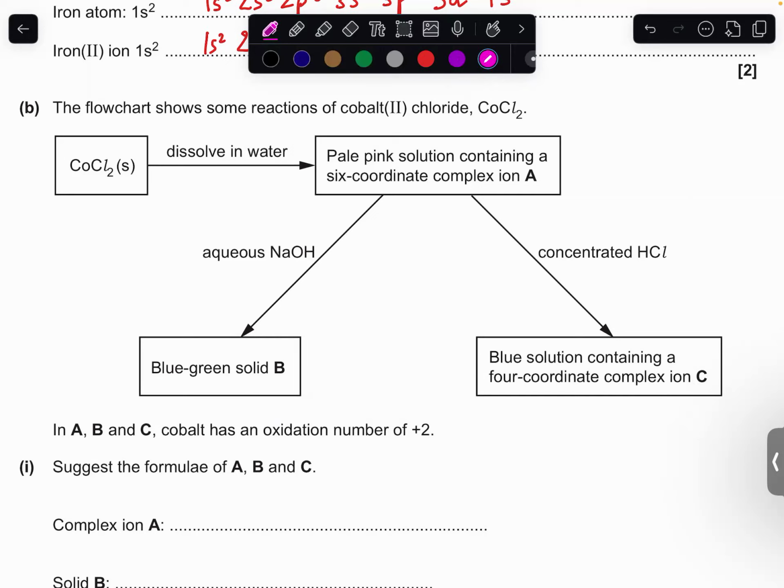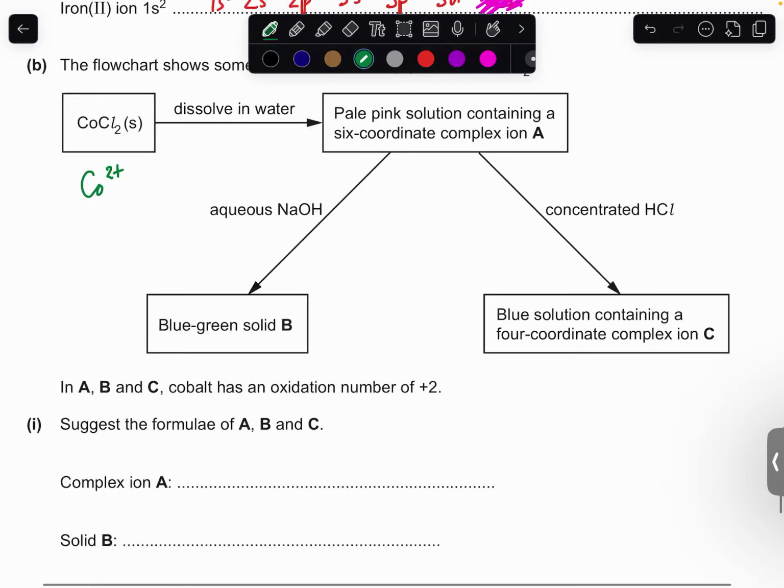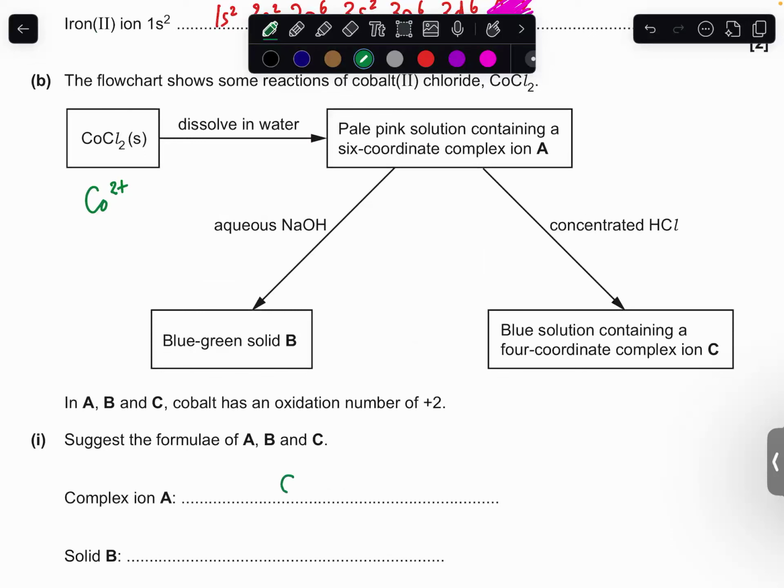So you've got cobalt chloride. When it dissolves in water, you're going to have excess water molecules surrounding the cobalt 2+ ion. It's asking, identify A, B, and C. The complex ion A is going to have cobalt surrounded by 6 water molecules that all act as ligands. What is a ligand? A ligand is a molecule or an ion that donates a pair of electrons, forming a dative or a covalent bond.